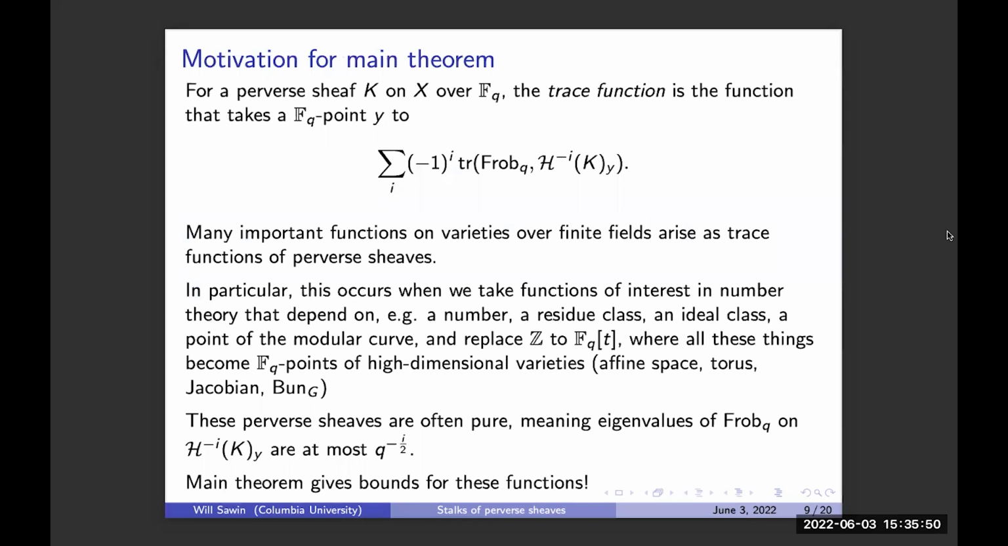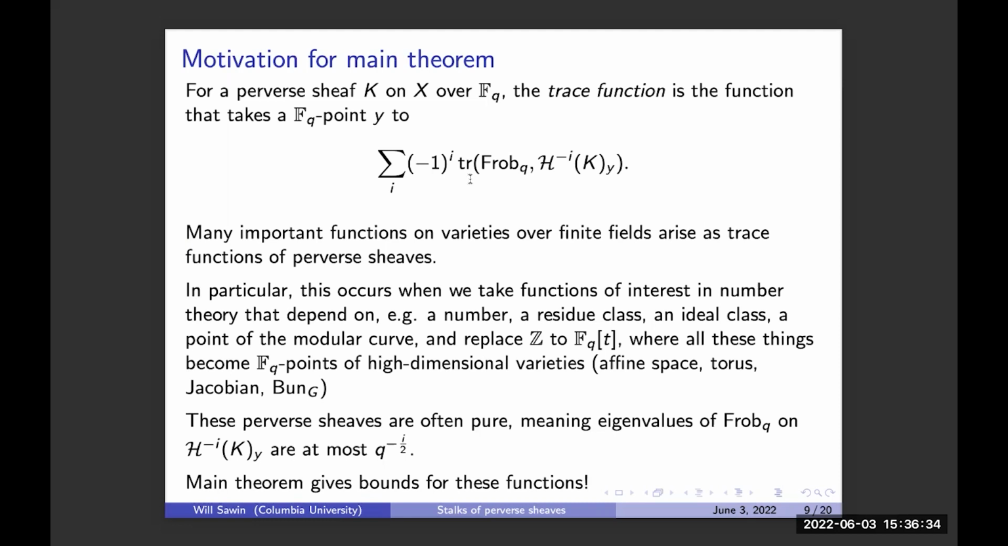And for me, the main motivation for this theorem comes from the theory of trace functions. So a trace function is obtained in this context from a perverse sheaf on a variety over a finite field. And it's a function on the finite field valued points of that variety. And you define it using the fact that Frobenius acts on the stalk of the perverse sheaf at any finite field valued point. So you take the trace of Frobenius on the stalk of the minus ith cohomology at your point y, you sum it over I with an alternating sum. So it's times minus 1 to the I.